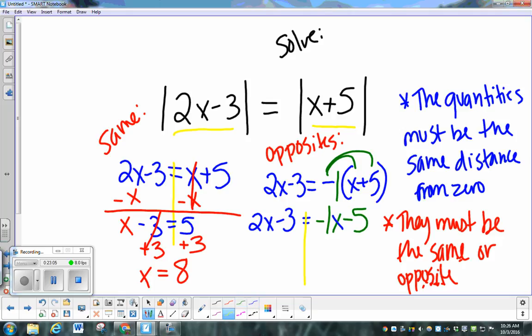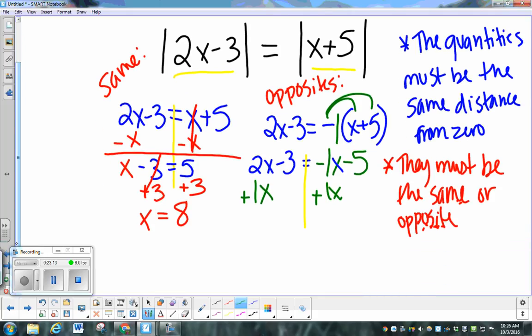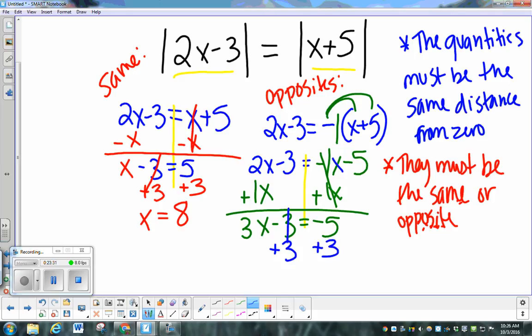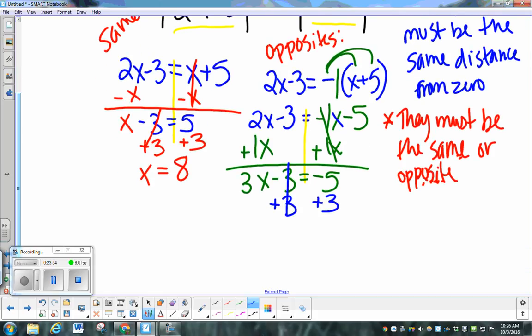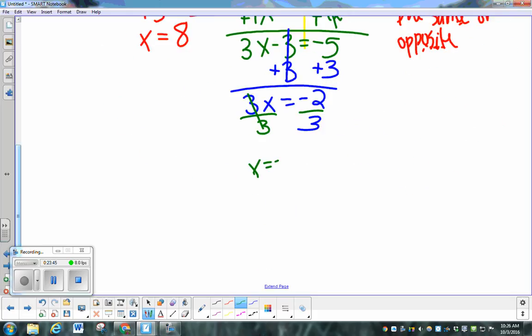Now I want to get all my x's on the same side first. Let's add the 1x first. I always like to do that first because sometimes you forget that. Let's get all our x's on the same side first. So 3x minus 3 equals negative 5. Let's add 3 to each side. So we're left with 3x equals negative 2. Then just divide by 3. So x equals negative 2/3.